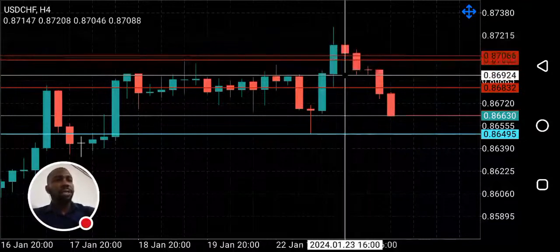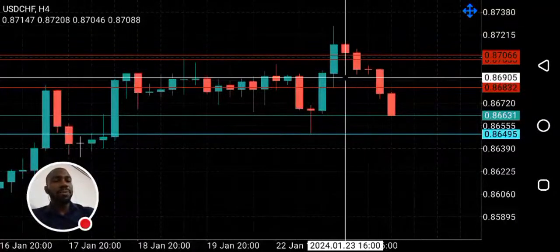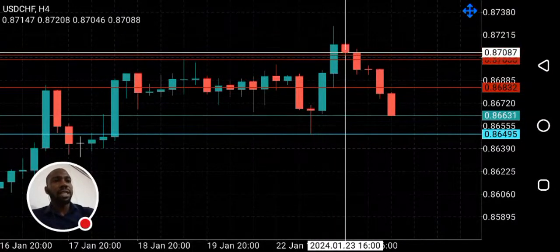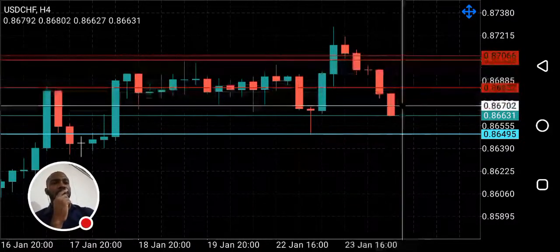This is a spinning top. Can you see that? Which indicates change in trend from bullish to bearish. So we ought to have started selling after the formation of this spinning top. Can you see that? We ought to have started selling at that point. So price has already moved.